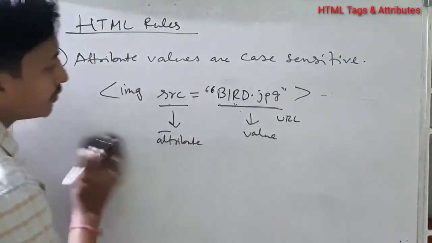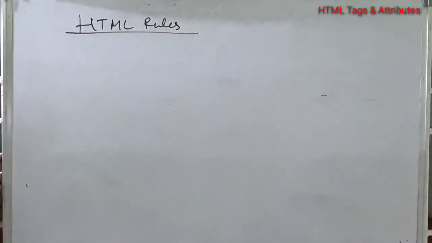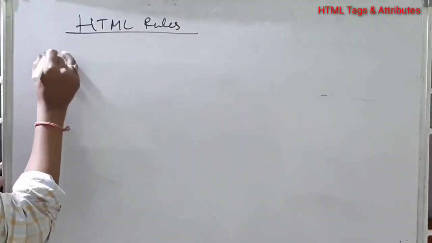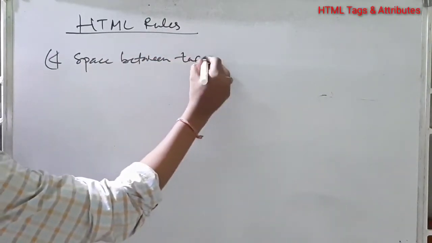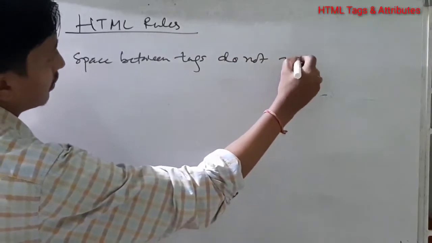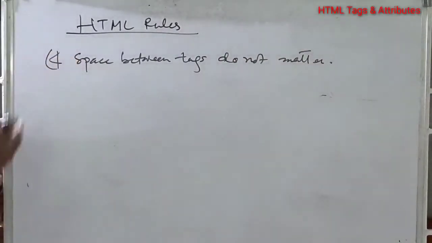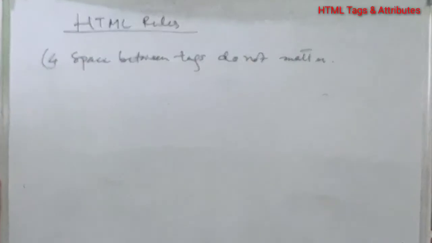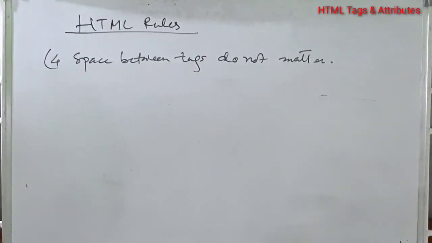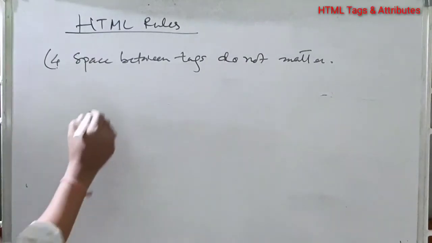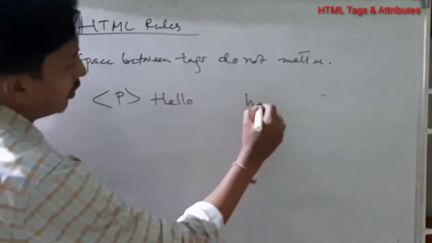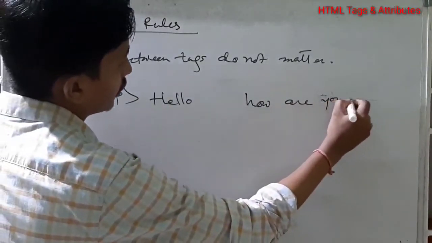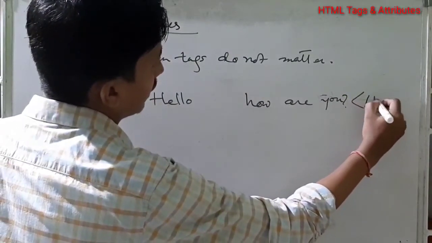Fourth rule: space between tags does not matter. This is number 4. Space between tags does not matter. For example, say I am writing a paragraph here: Hello, how are you? Question mark, and again P close.